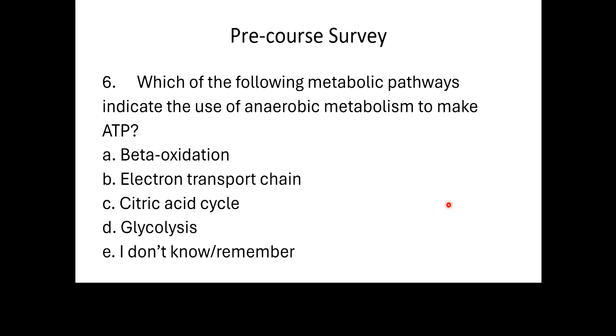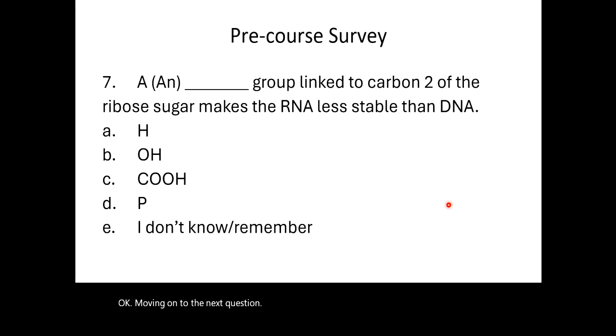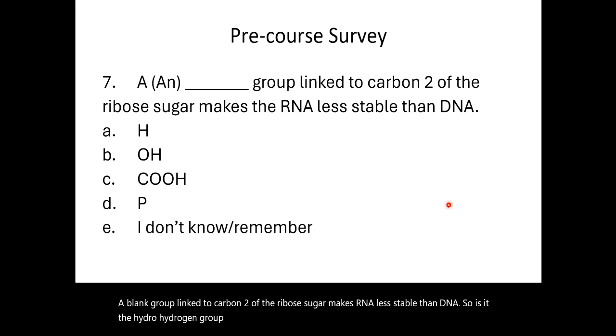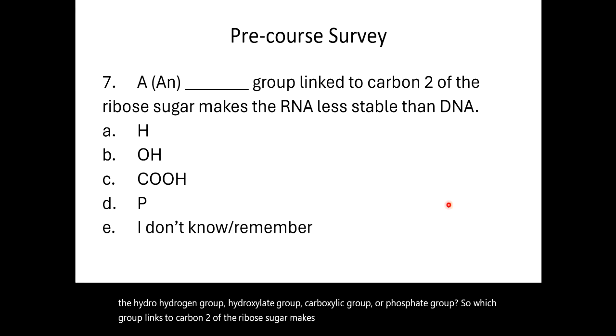Okay, moving on to the next question. A blank group linked to carbon 2 of the ribose sugar makes RNA less stable than DNA. So is it the hydrogen group, hydroxyl group, carboxyl group, or phosphate group? Which group linked to carbon 2 of the ribose sugar makes RNA less stable than DNA?